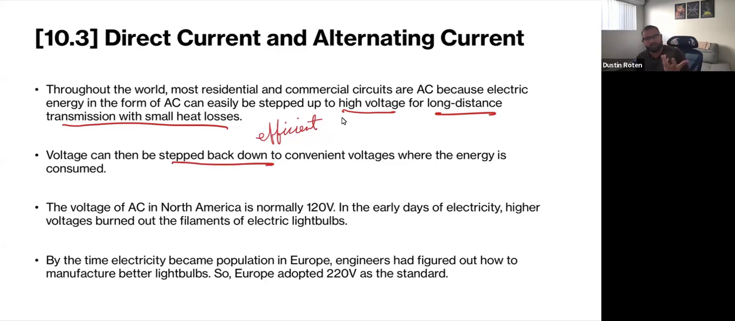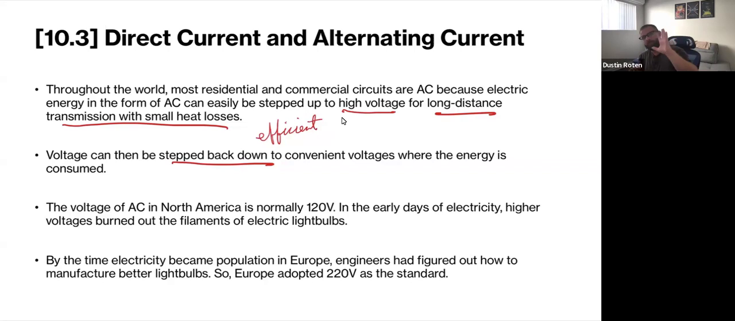Typically, the voltage in North America is AC, and it's normally 120 volts. That's just because in the early days of electricity, higher voltages burned out filaments. So basically, light bulbs, the filaments inside, wouldn't last very long at high voltages. So when electricity was first introduced publicly and commercially, they had to use lower voltages, so 120 volts.